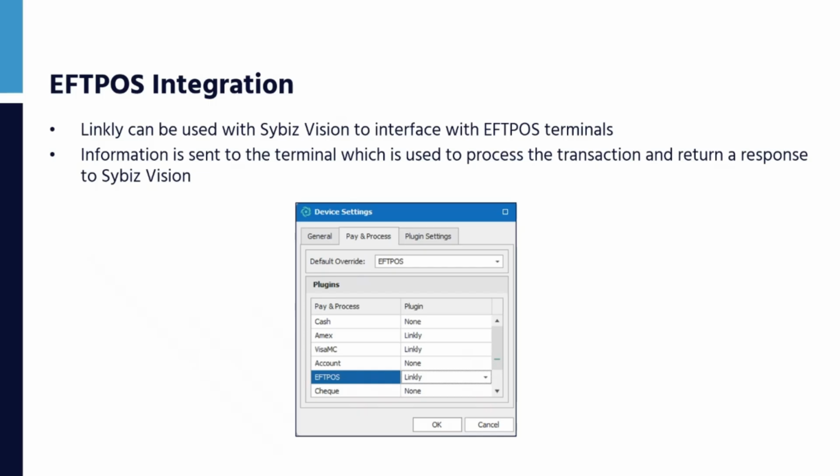So you can use standalone EFTPOS machines that don't talk to Vision. That's entirely okay as well, but there is the Linkly option if you want to have a bit more intelligence within that process as well. And then when you go into your device settings and set up your pay and process, you choose which of the pay and process types you want Linkly to be used for.